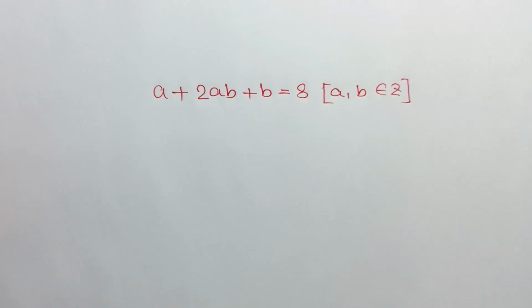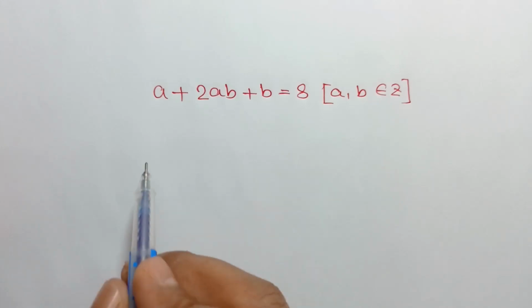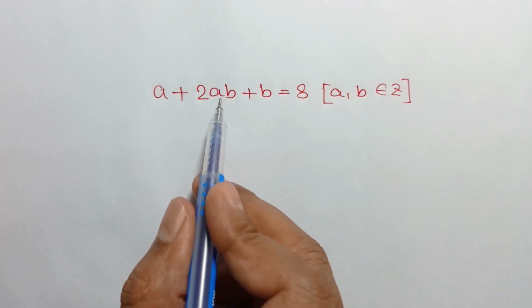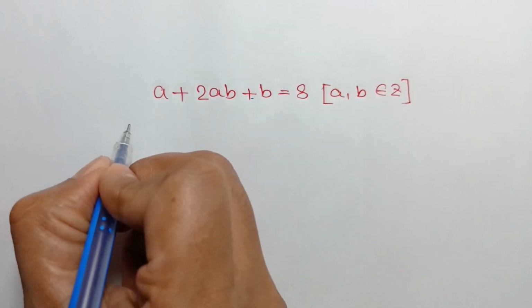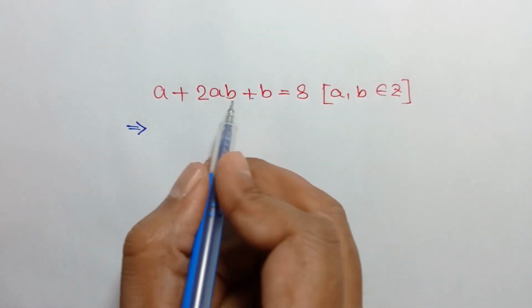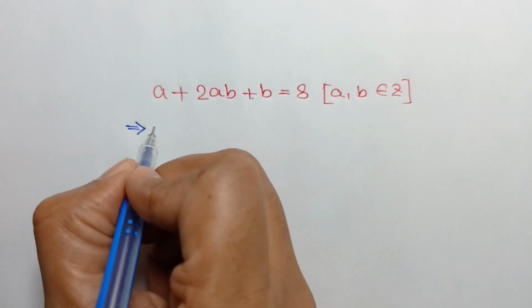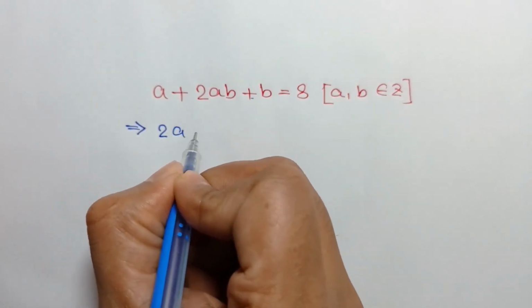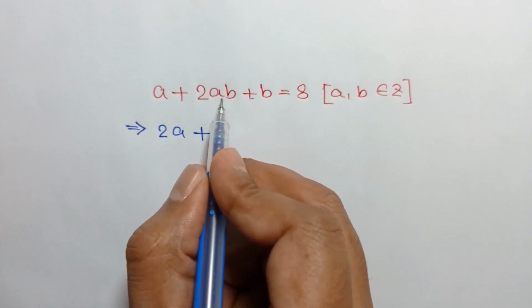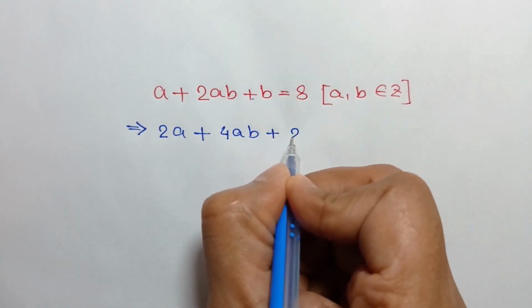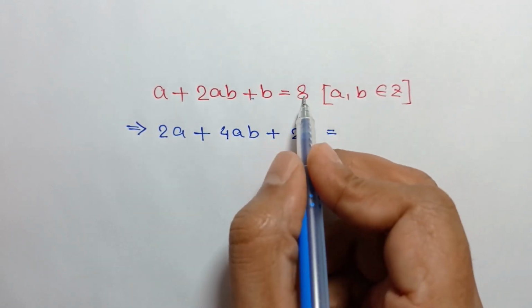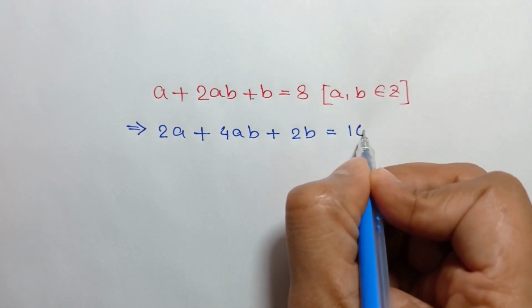Hi everyone, in this video I am going to show how to find the integer solution of a plus 2ab plus b is equal to 8. Multiplying both sides by 2, we can write 2a plus 2 times 2ab is 4ab plus 2b is equal to 8 times 2 is 16.